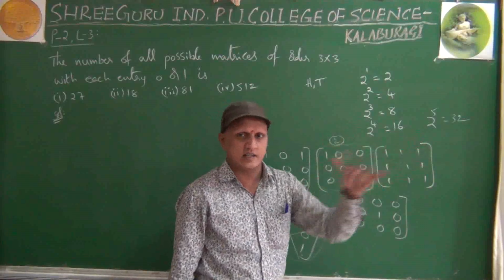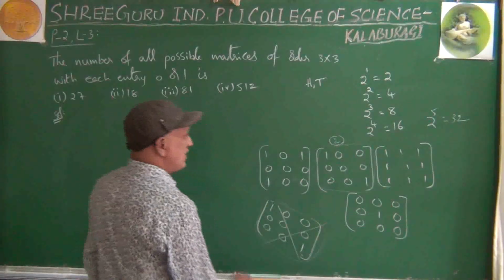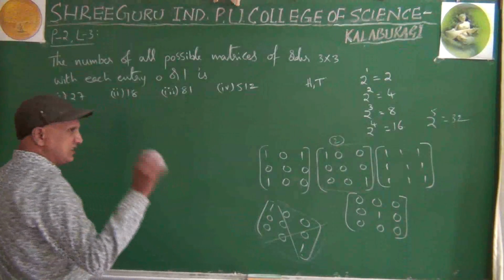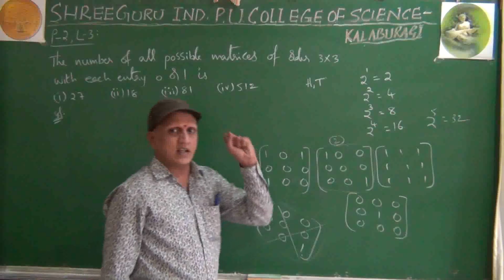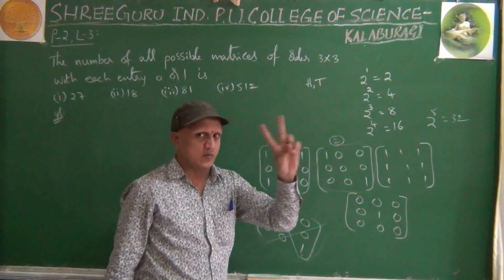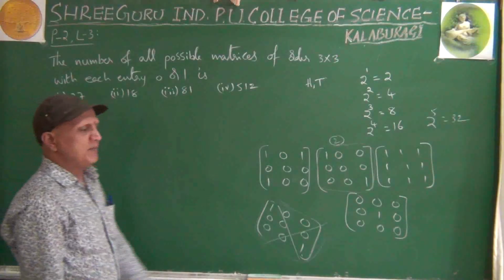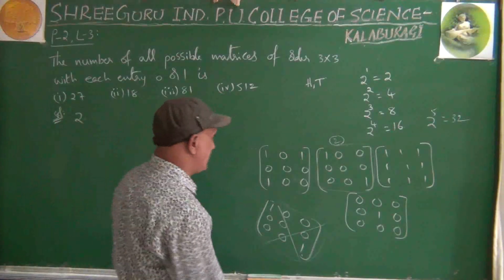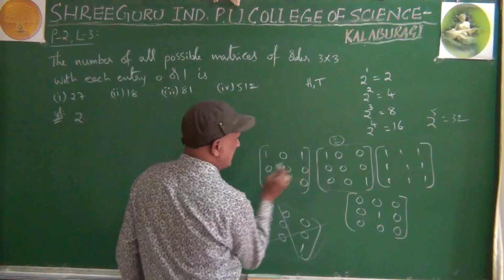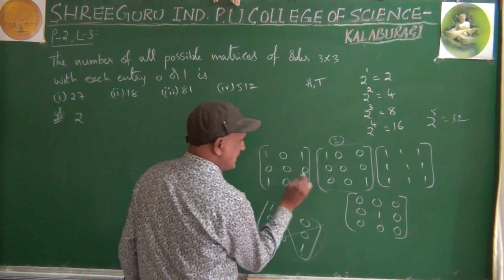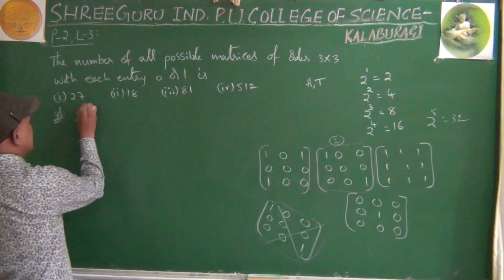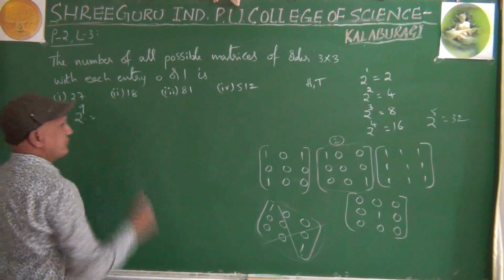Again and again, every person is tossing a coin. If you toss a coin, either 0 or 1 will come, so 2 possibilities. How many times does every person toss a coin? 9 times: first, second, third, fourth, fifth, sixth, seventh, eighth, ninth.